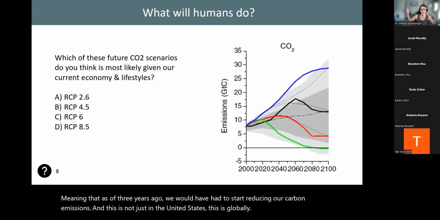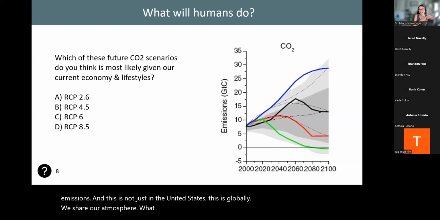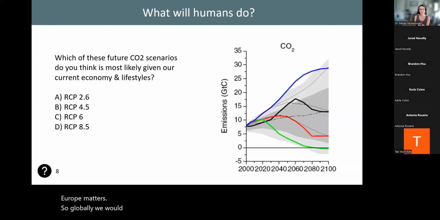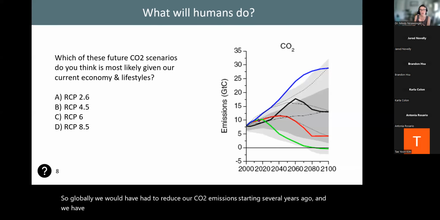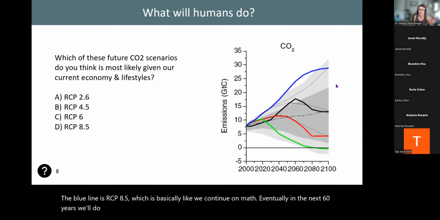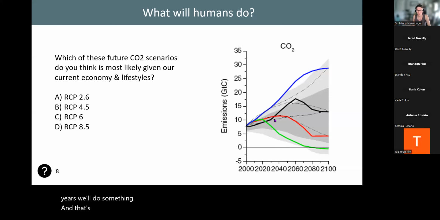We share our atmosphere. What we do in the United States matters. What people do in Europe matters. So globally, we would have had to reduce our CO2 emissions starting several years ago, and we have not done that. The blue line is RCP 8.5, which is basically like we continue on. Eventually, in the next 60 years, we'll do something. And that's basically using up all of the carbon, using up all the fossil fuels.